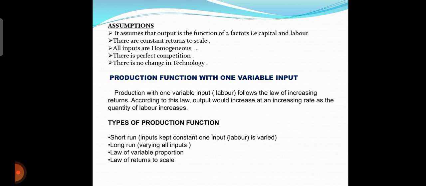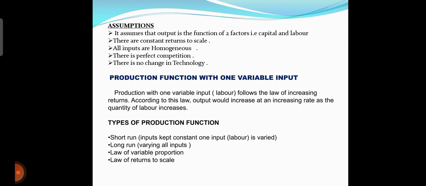Let's know the assumptions of Cobb-Douglas production function. It assumes that output is a function of two factors, that is capital and labor. There are constant returns to scale. All inputs are homogeneous. There is perfect competition. There is no change in technology. Let's begin with the main topic: production function with one variable input.